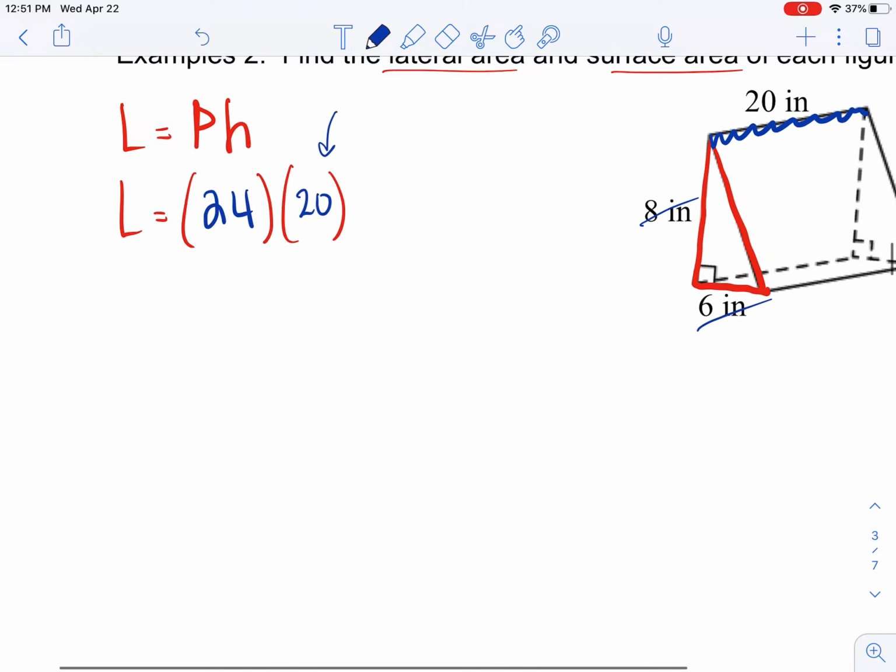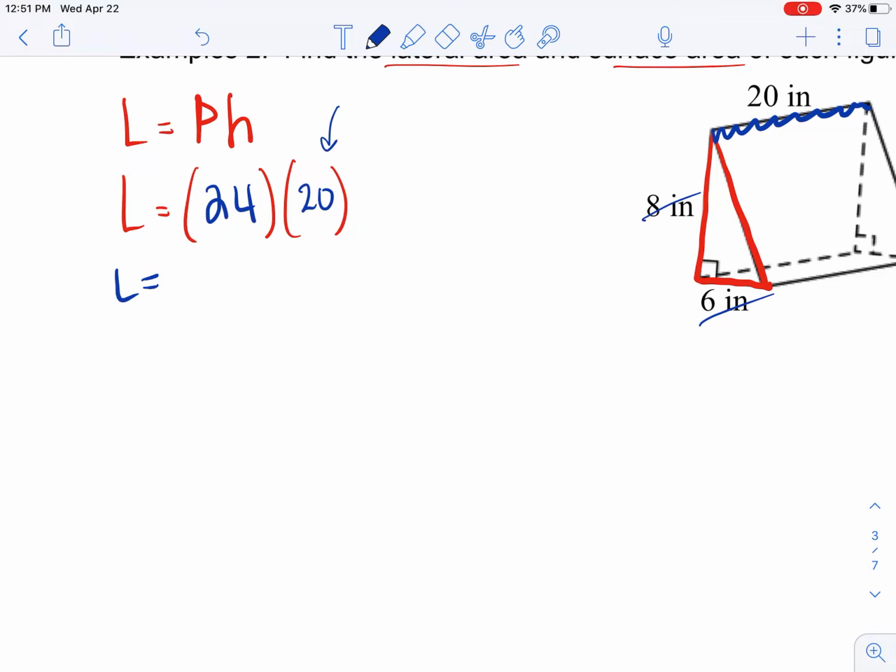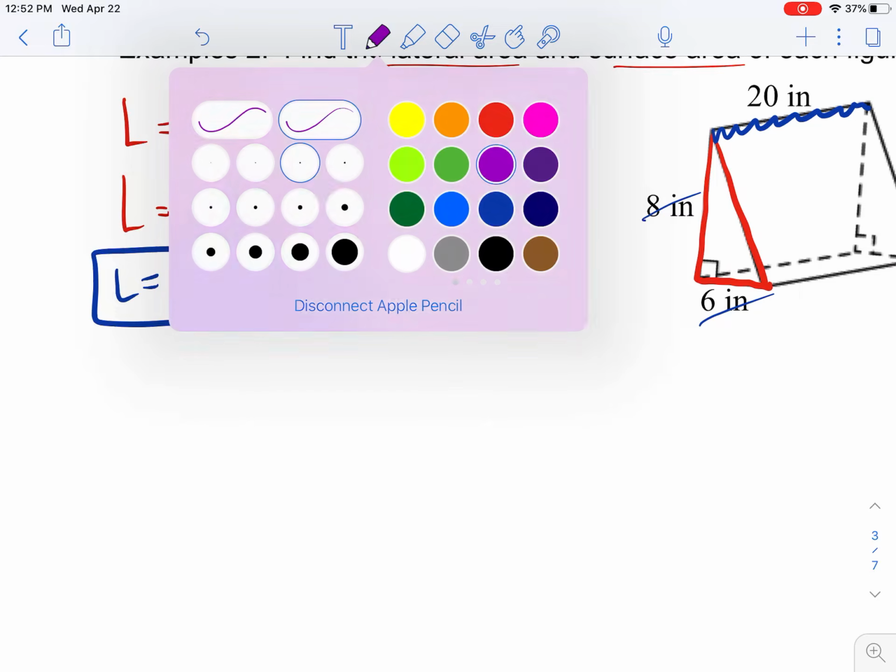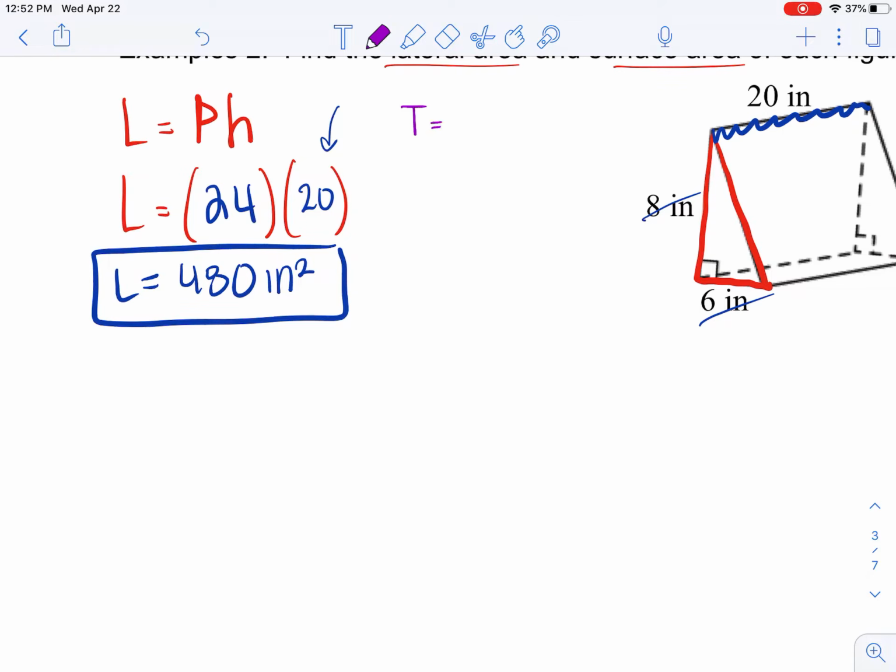Okay, so now I can get lateral area. 24 times 20 is 480. Once again, it's lateral area, so inches squared. All right, now I'm ready to get surface area. So surface area is T equals perimeter times height plus 2 times area of the base. So I need perimeter times height, which I already did. It's 480, so I'm not going to redo that work.